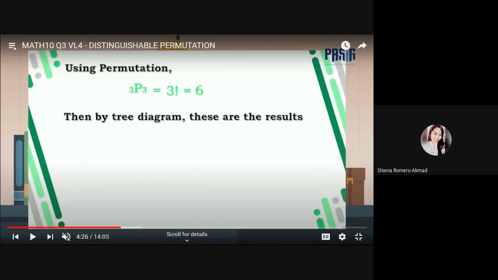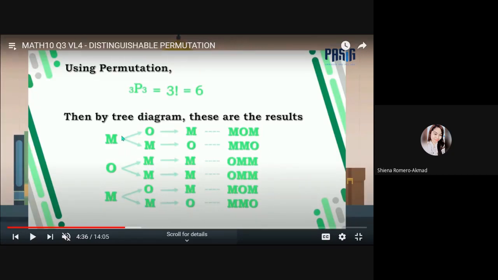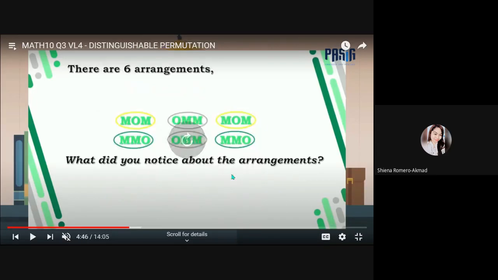And then if we do the tree diagram, you'll see clearly what are the possible results. So if you arrange it, you start with M, then followed by O, and M, you'll have MOM, and then same process. Doing the same process, you'll get 6 arrangements. But by looking at these arrangements, you'll see that the given results have common arrangements.